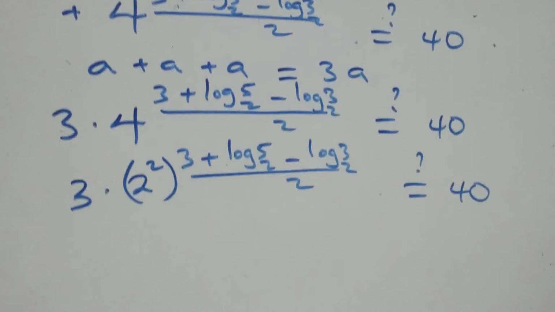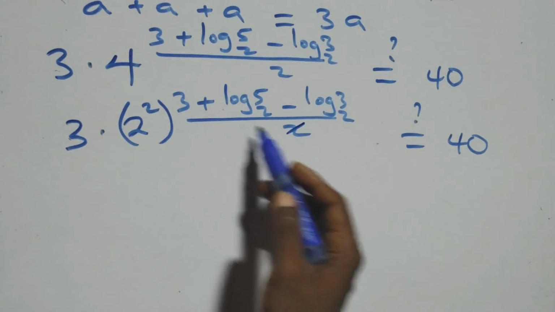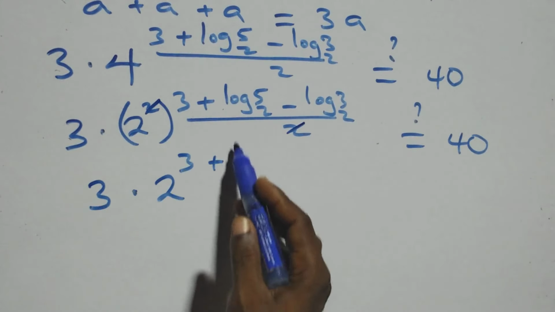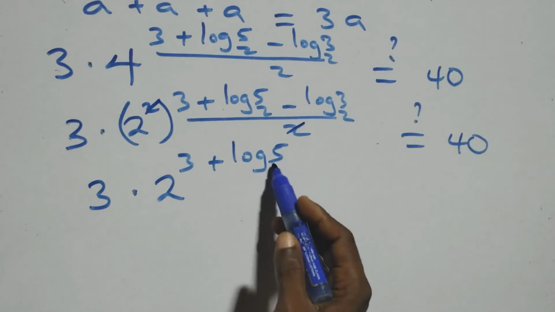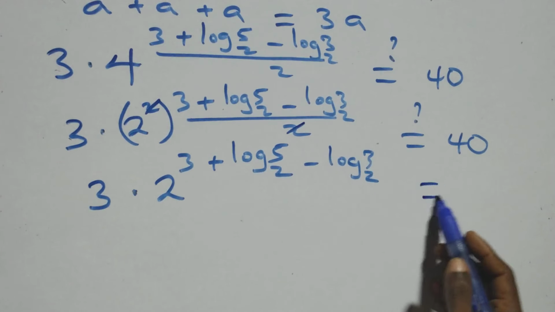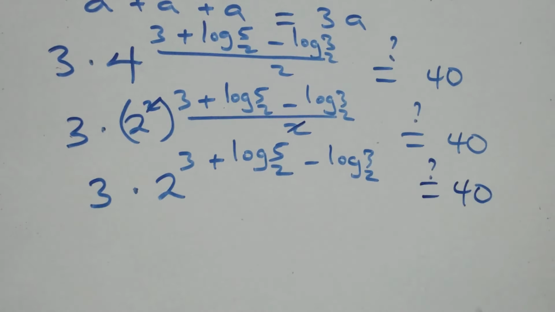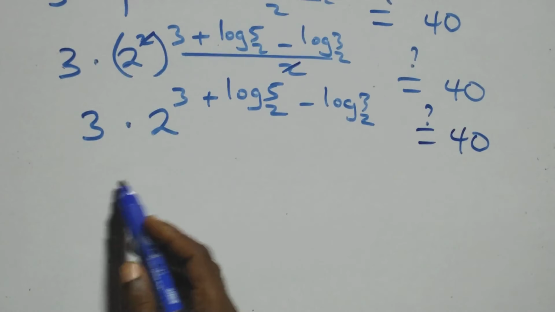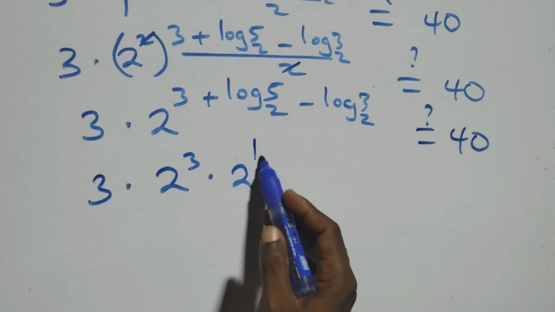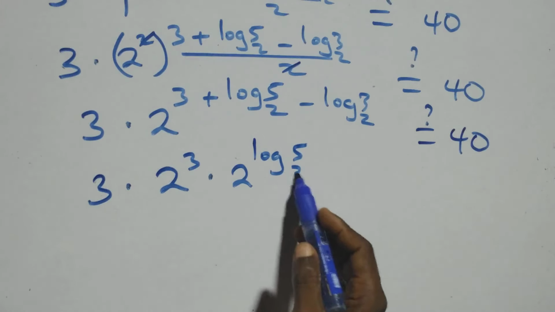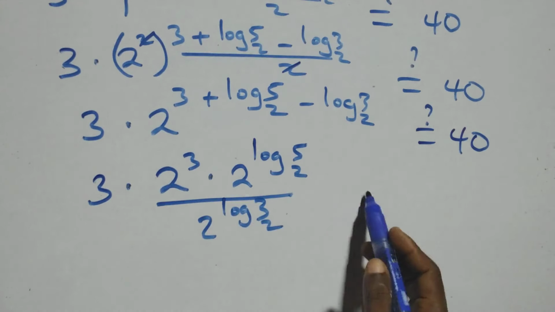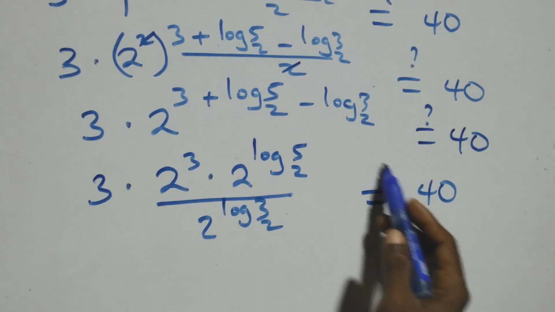on this side? And this power multiplies 2 here, they cancel each other. We have 3 times 2 raised to power 3 plus log 5 base 2 minus log 3 base 2, is it equal to 40 on this side? When we apply a law of indices here, you can write it as 3 times 2 raised to power 3 times 2 raised to power log 5 base 2, all over 2 raised to power log 3 base 2. Is it equal to 40 on this side?